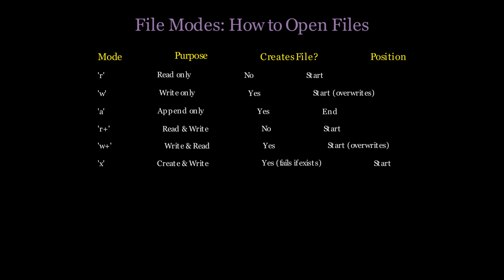R opens for reading only and requires the file to exist. W opens for writing and creates the file, but overwrites existing content. A opens for appending, adding new content to the end. The plus modes, like R+, allow both reading and writing. X creates a new file but fails if it already exists, preventing accidental overwrites.